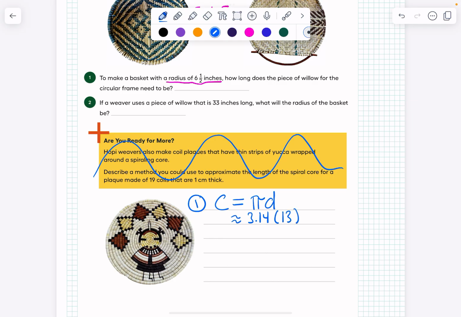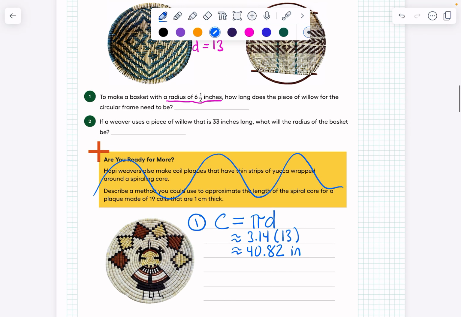And 13 times 3.14 is approximately 40.82 inches. So if it says how long does a piece of willow for the frame have to be, I would say approximately 41 inches.